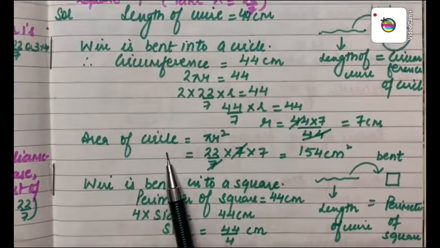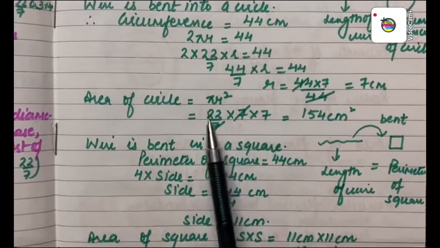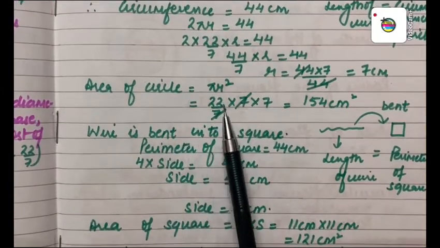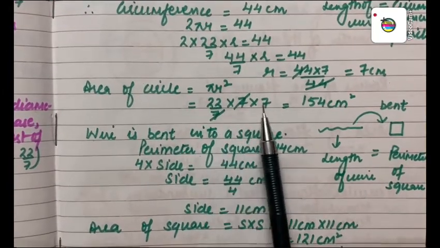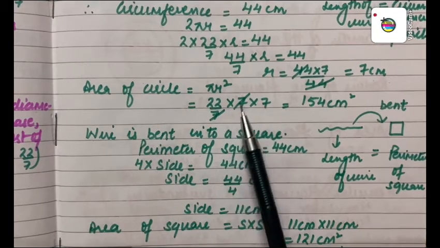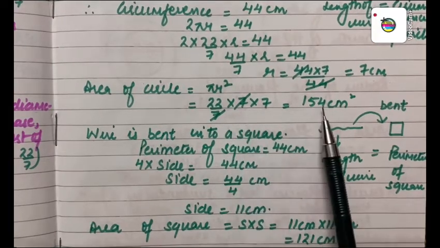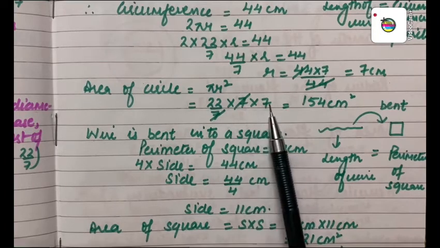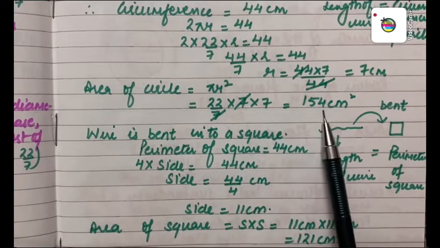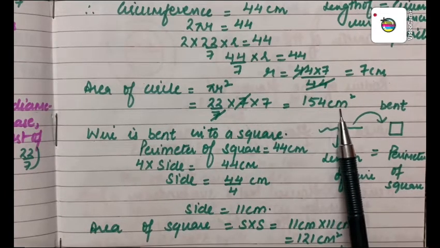Now the area of circle is pi r square, which is equal to 22 upon 7 into 7 into 7. So 7 and 7 will get cancelled with each other and we are left with 22 into 7, which is equal to 154 centimeter square.